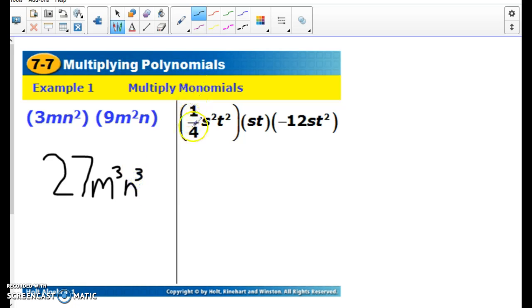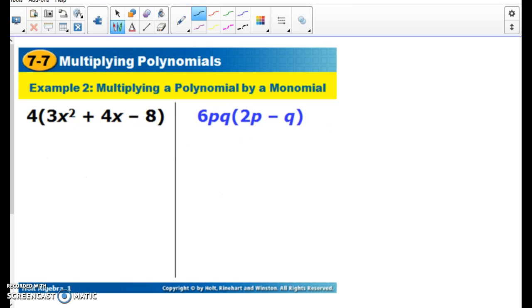Alright, same thing here. Multiplying my numbers, so 1/4 times 1 times a negative 12 is going to make a negative 3. S squared, s is going to make s to the fourth. And then t squared and t and another t squared is going to make t to the fifth. So that should be review from before.